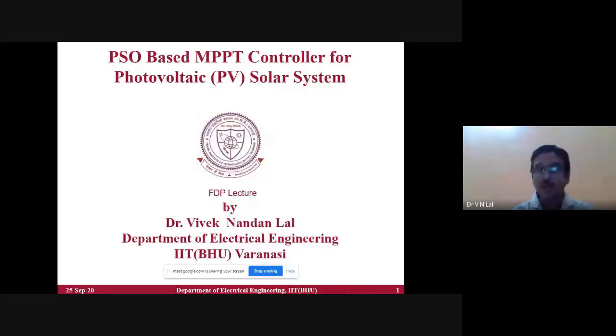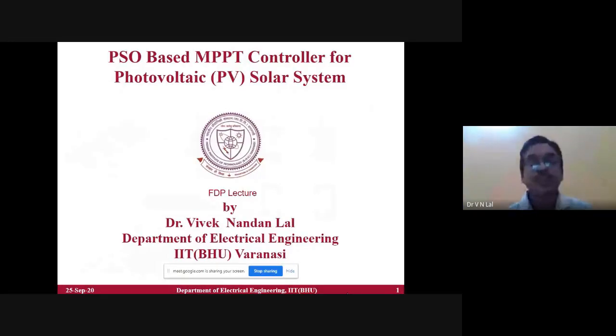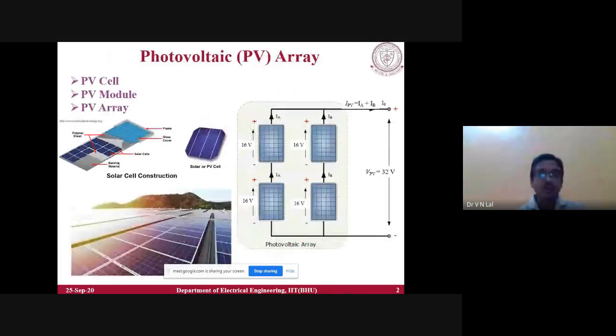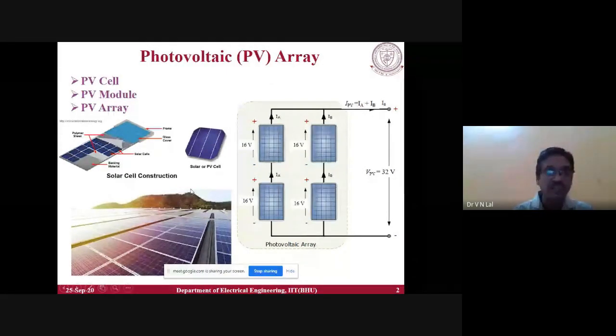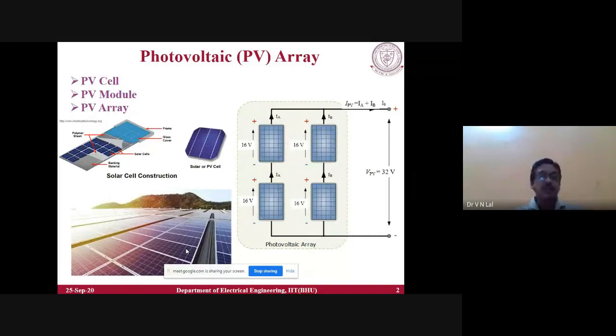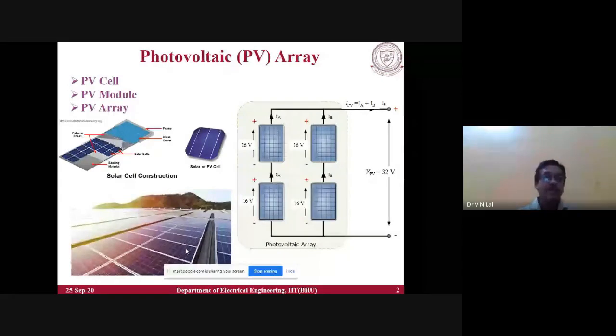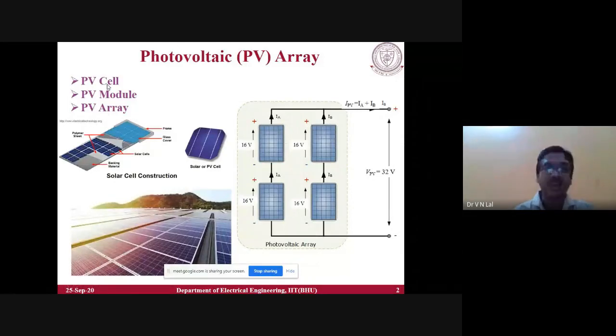By the way, I'm going to start with a basic photovoltaic array. You all have seen a photovoltaic array; this figure represents it. A photovoltaic array is the combination of different photovoltaic modules. There are three terms we should be familiar with: PV cell, PV module, and PV array. The PV cell is the basic, fundamental element of any PV array.